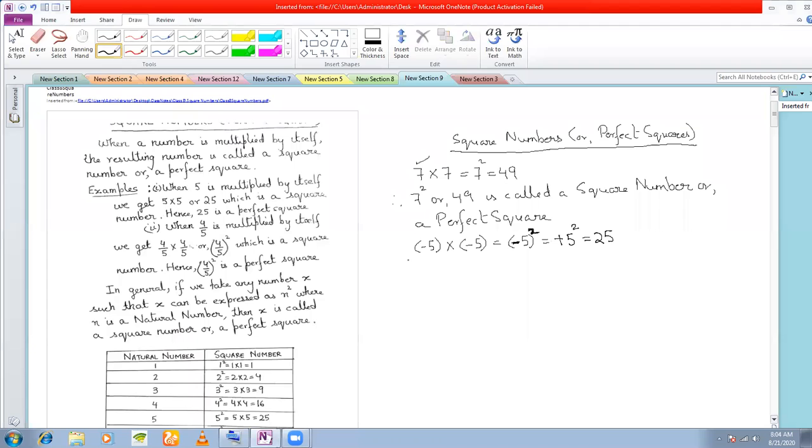Understood? So here your minus 5 square or 25 is called a square number, or a perfect square.